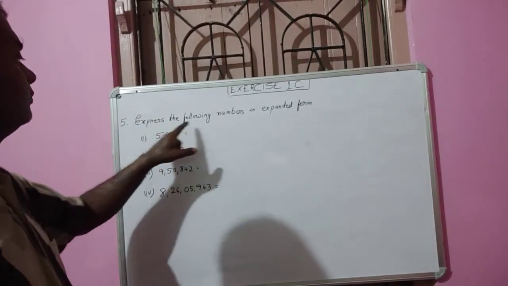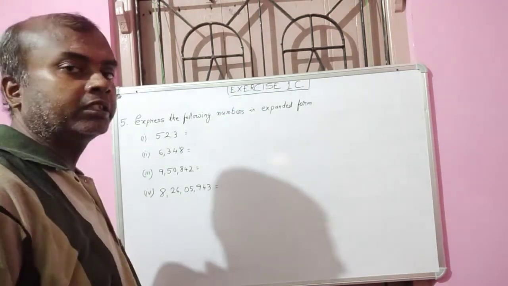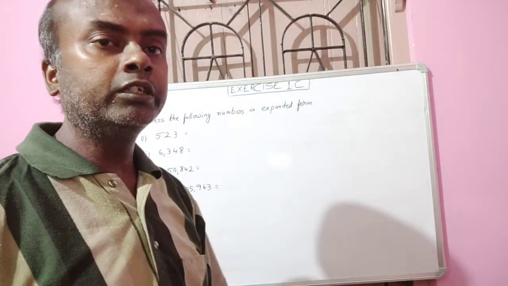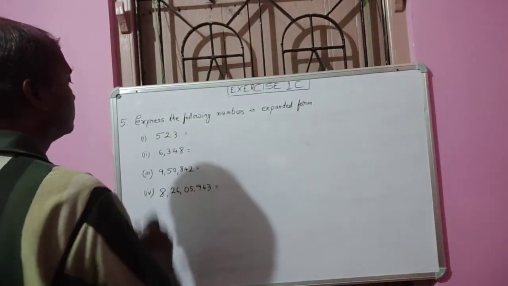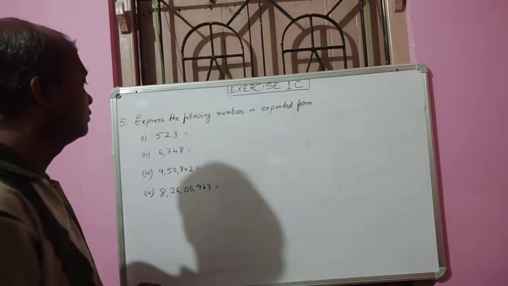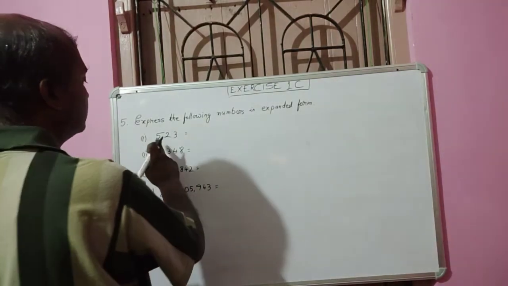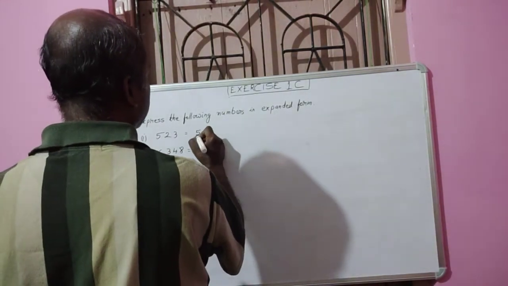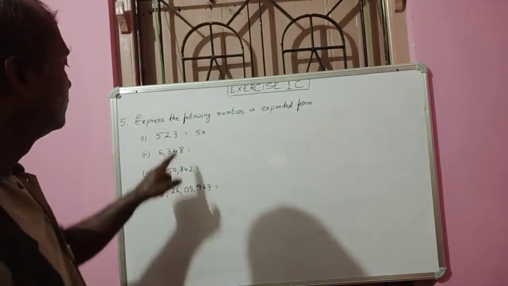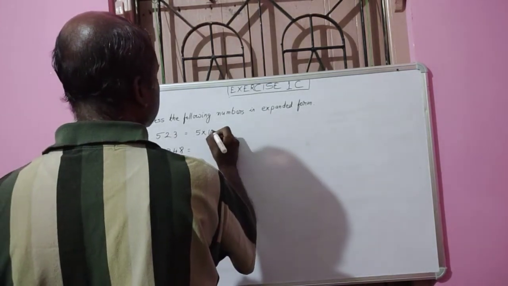It says express the following numbers in expanded form. You have done this in class 4 as well as in class 5. If not in class 4, surely in class 5. So now how do we do this? Here also we need the concept of place value. Starting from the extreme left side, we have 5. In which place is 5? Ones, tens, 100. So we will multiply 5 with 100.